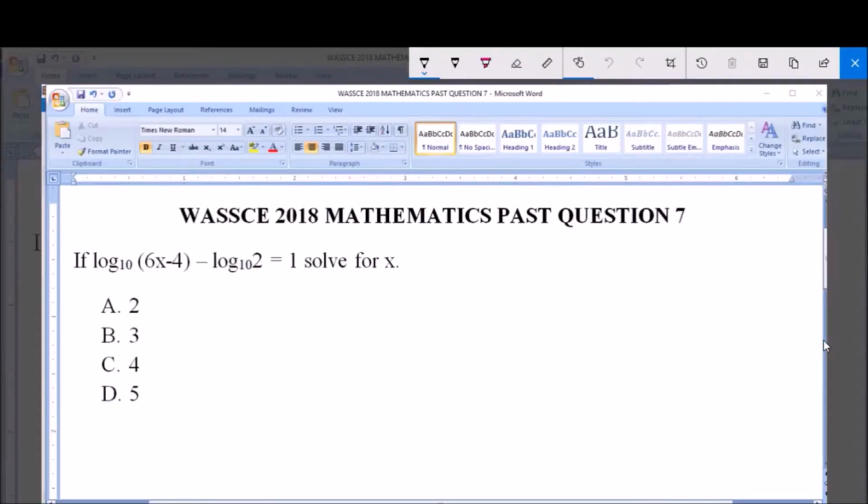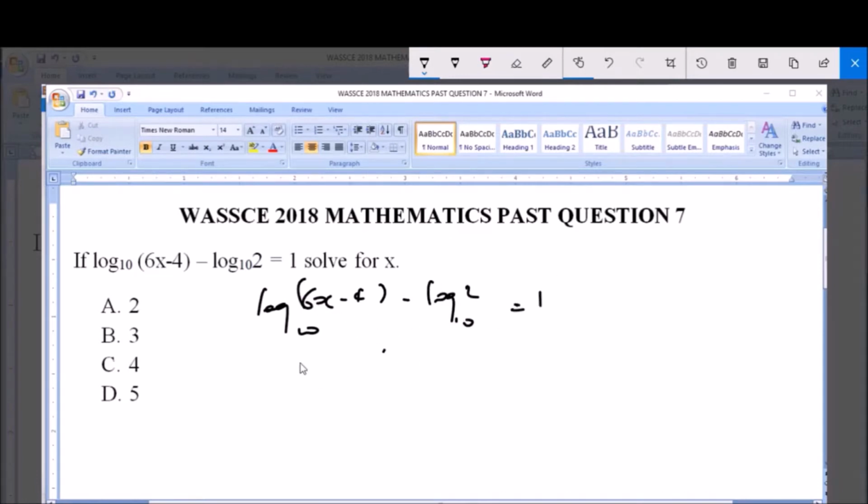I will be answering WASC 2018 Mathematics Past Question 7. If log 6x minus 4 base 10 minus log 2 base 10 is equals to 1, solve for x. A 2, B 3, C 4, and D 5. Now we're given log 6x minus 4 base 10 minus log 2 base 10 is equals to 1.